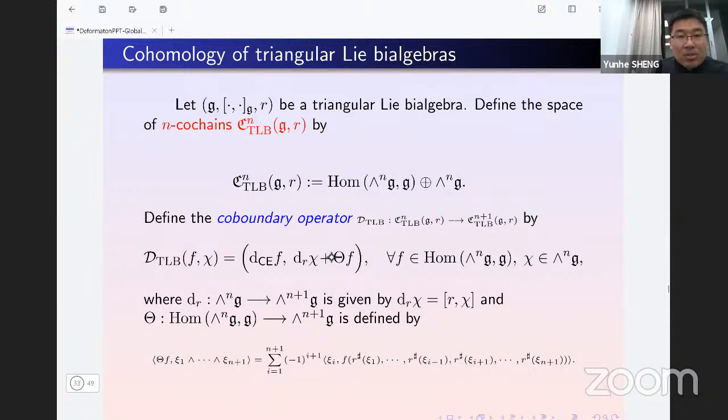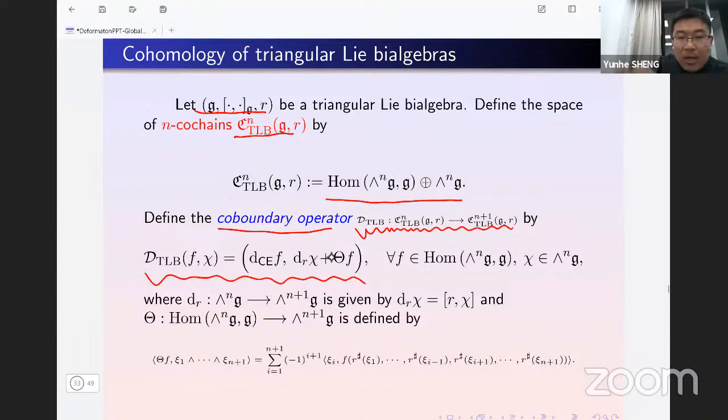And then also using this general framework, we can define the cohomology of triangular Lie bialgebras. So let GR be a triangular Lie bialgebra, and we define the space of n-cochains by this formula. So there are also two parts. One part is linear maps from wedge^n G to G, and the other part is wedge^n G itself. And then we define the coboundary operator DTLB by this formula.